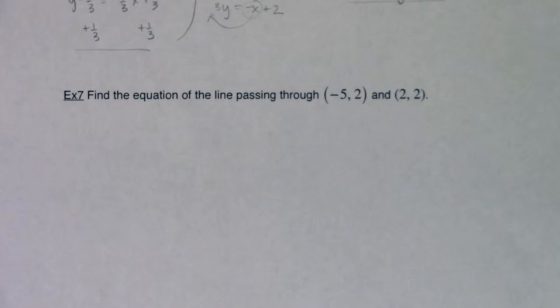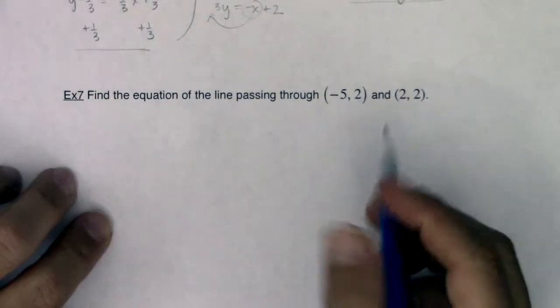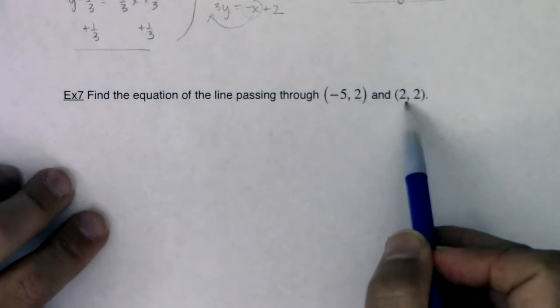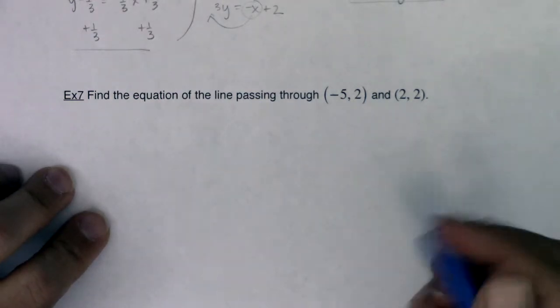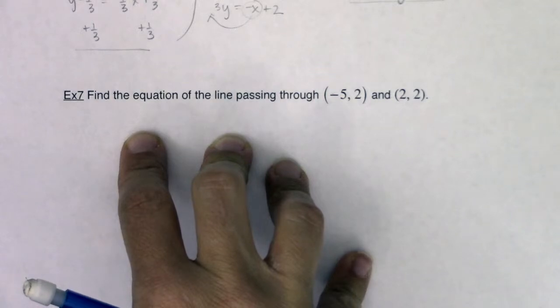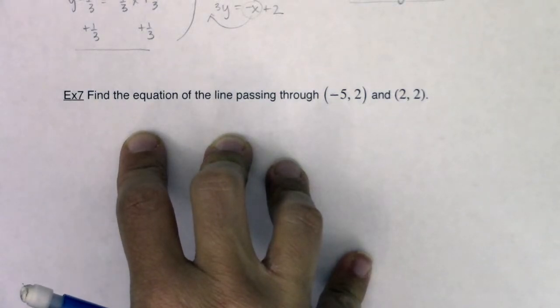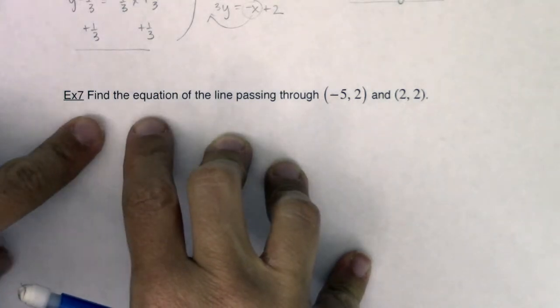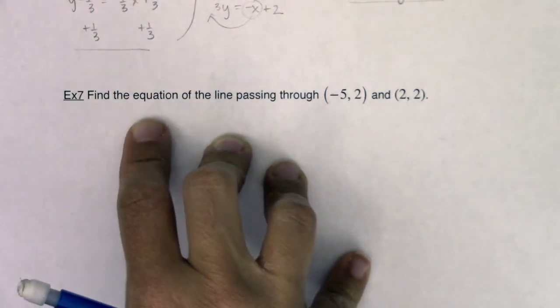Okay, gang, let's find the equation of the line passing through (-5, 2) and (2, 2). And this is set up very similar to how example 5 was. I gave you 2 points. I asked you for the equation of the line. I didn't specify which form I wanted it written up as. I didn't say write the equation of the line in slope-intercept or in standard form. If I don't specify it, then you can give me whatever form you want.